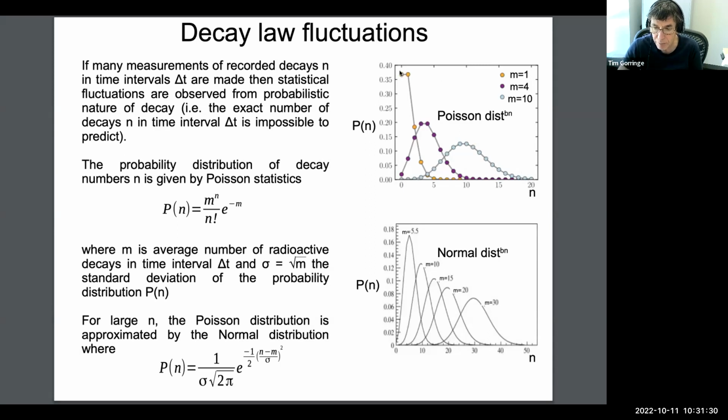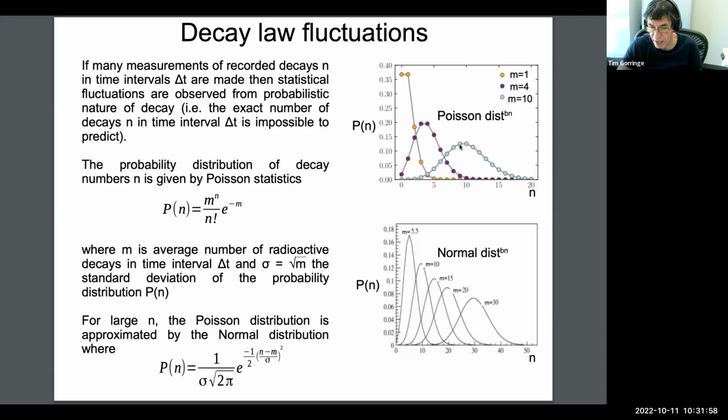If you look at the probability distribution for a mean of 1 decay, you discover that there's a substantial chance, more than 35%, of getting 0 decays. There's a substantial chance of getting 1 decay, more than 35%. And then there are falling chances for getting 2 decays, 3 decays, 4 decays, but they're not 0. And so that's the Poisson distribution for m equals 1.